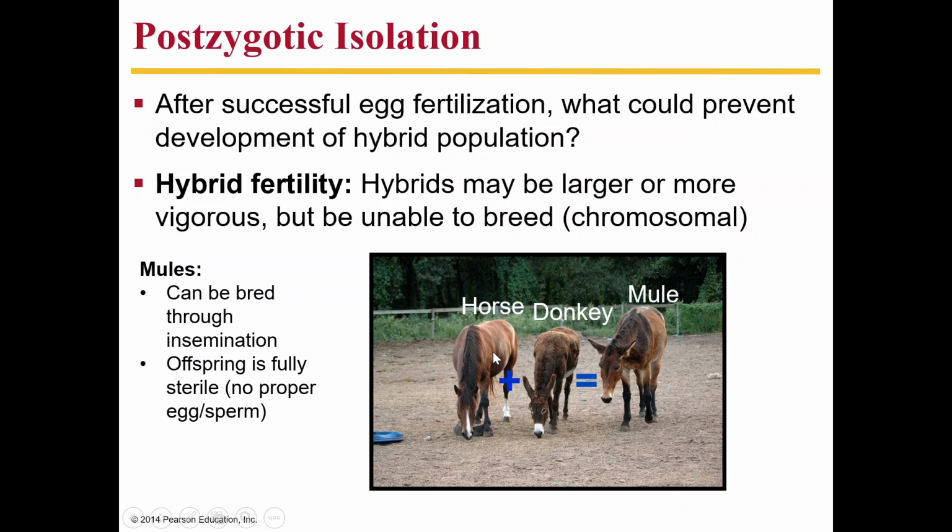And horses and donkeys will not choose to breed with each other, so they're already isolated pre-zygotically. If we force that through insemination, they are different enough that the hybrid will be sterile.